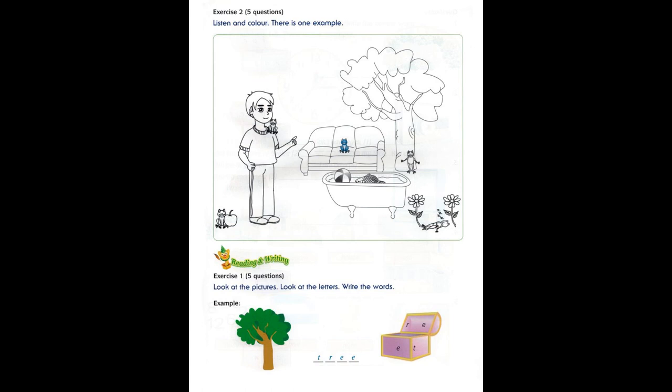Question 1. Can you see the frog between the two flowers? Yes, it's sleeping. Great. Colour it red, please. Pardon? Colour the frog red?